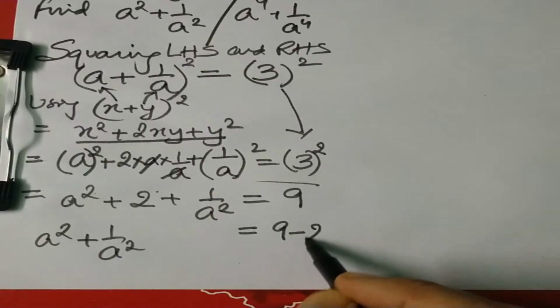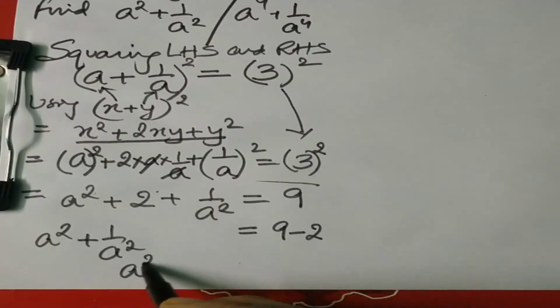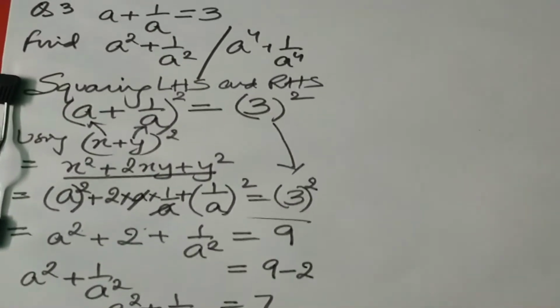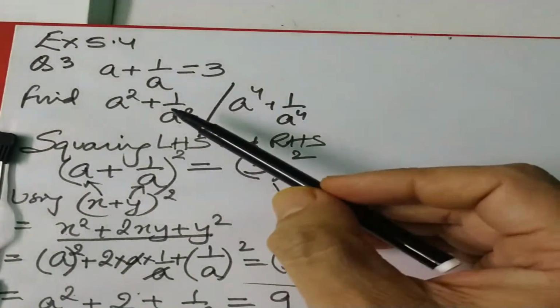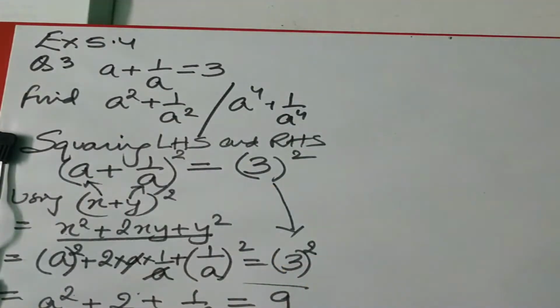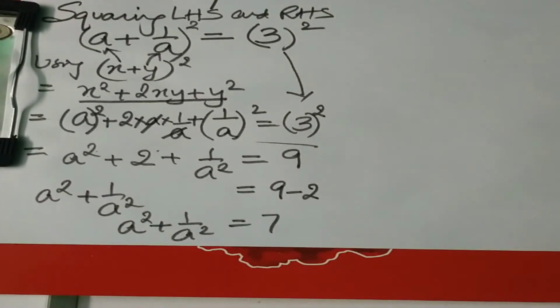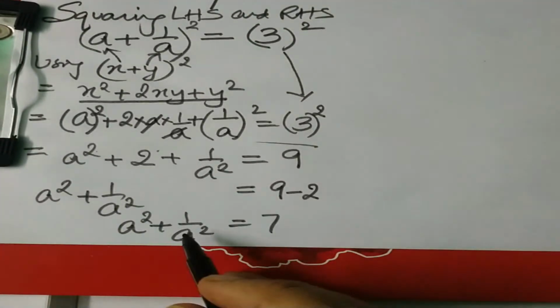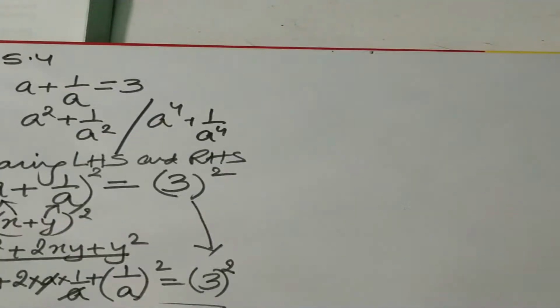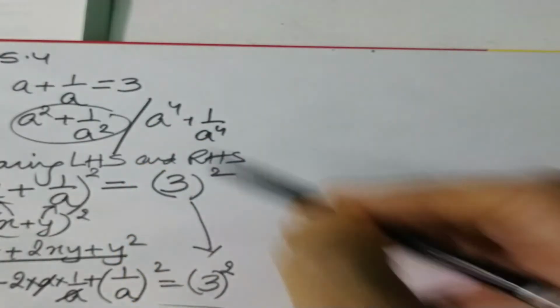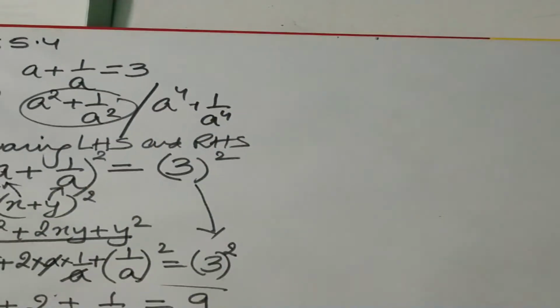So 9 minus 2. So my first answer has come, 7. So the two parts which I had to find, I have found the first answer, a square plus 1 upon a square, which is equal to 7. Now I have to find a power 4. First part we have done. Now the second part is a4 plus 1 upon a4.